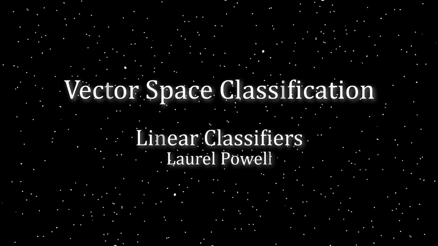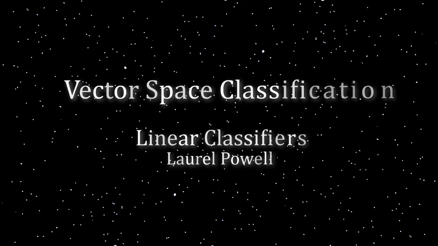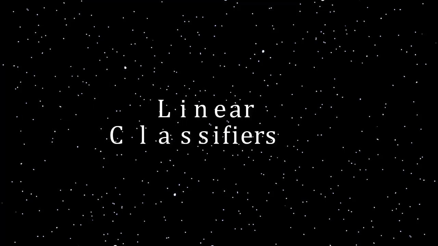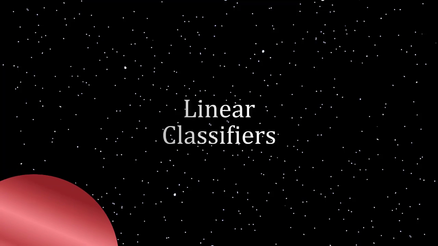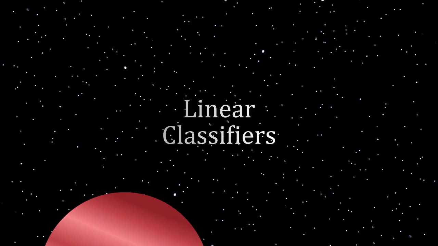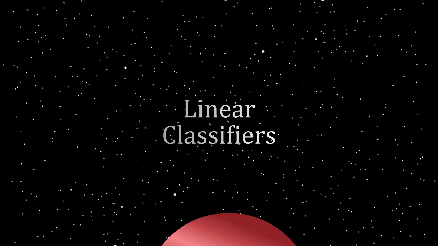Hi, this is part of a series of videos on vector space classification. In this video, we will be discussing linear classifiers in vector space. If you watched the previous videos in this series, you may remember that a Rocchio classifier is a linear classifier, while k-nearest neighbor is a nonlinear classifier. But what does that actually mean?